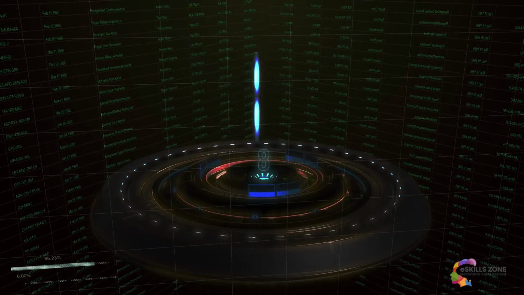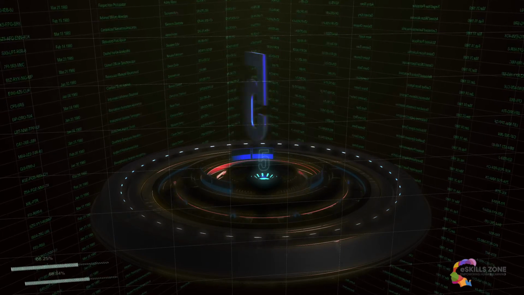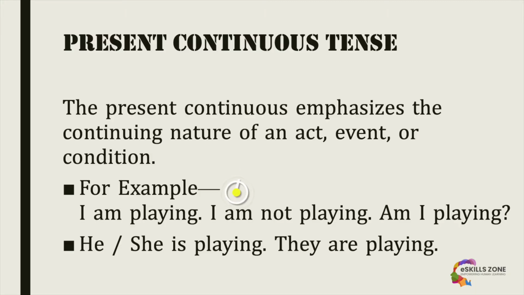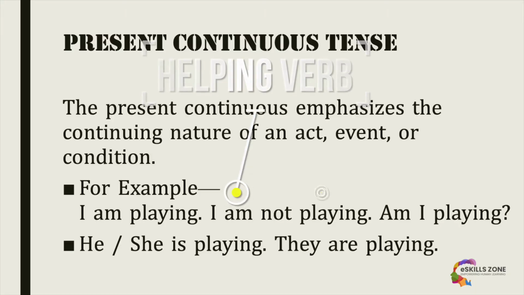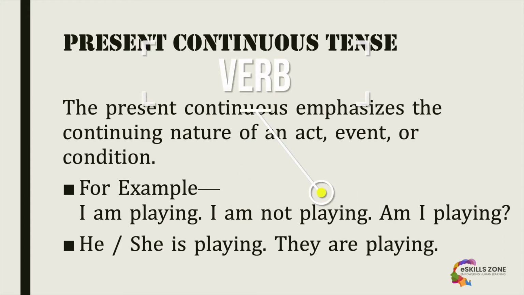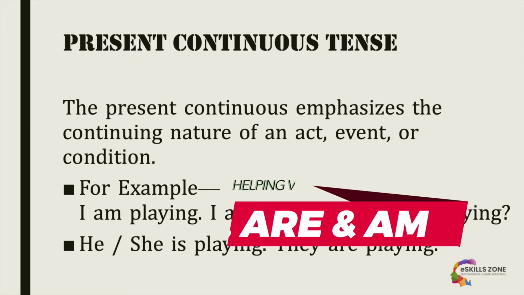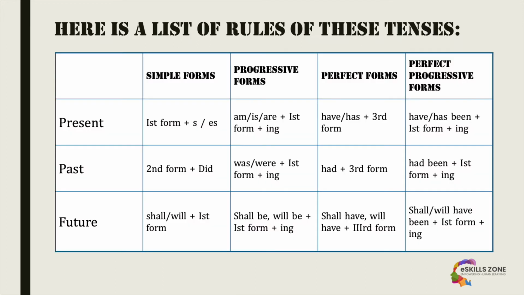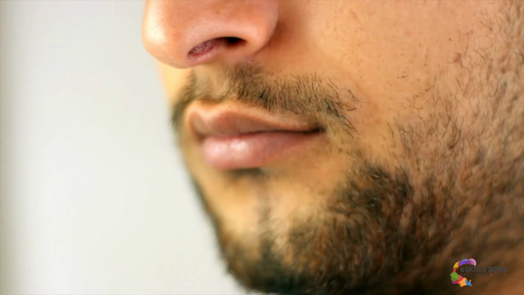Just keep one rule in mind for the negative sentence. You need to place not in between helping verb and verb. And as you know, as we discussed earlier, in present continuous tense, the helping verbs are is, are, am. And in present continuous tense, we use first form of verb with ing. I will repeat the sentence.